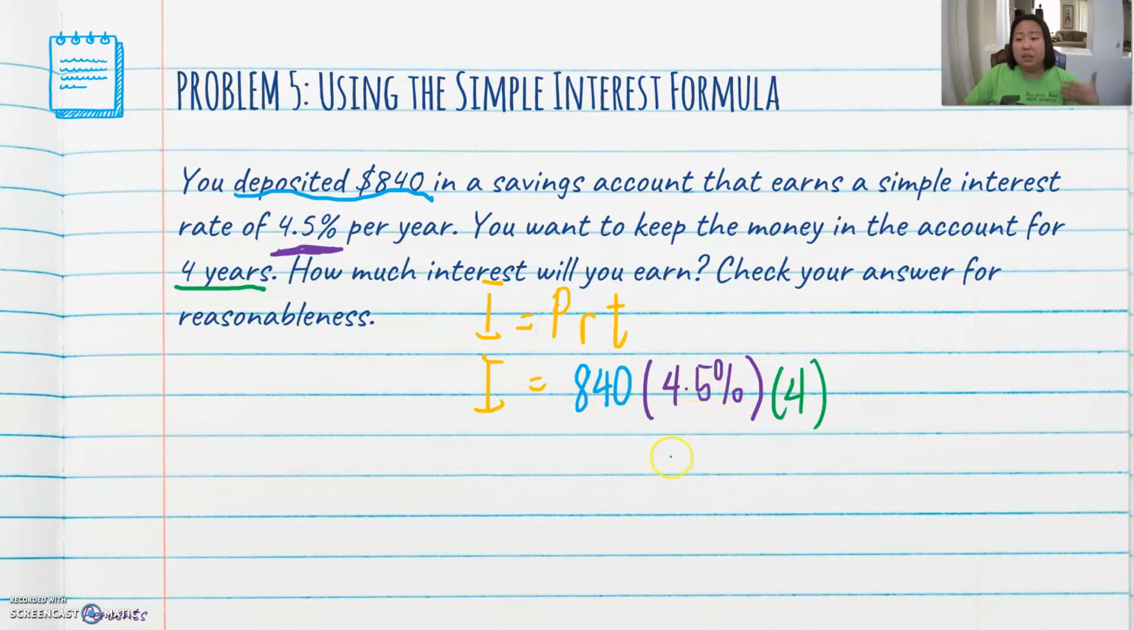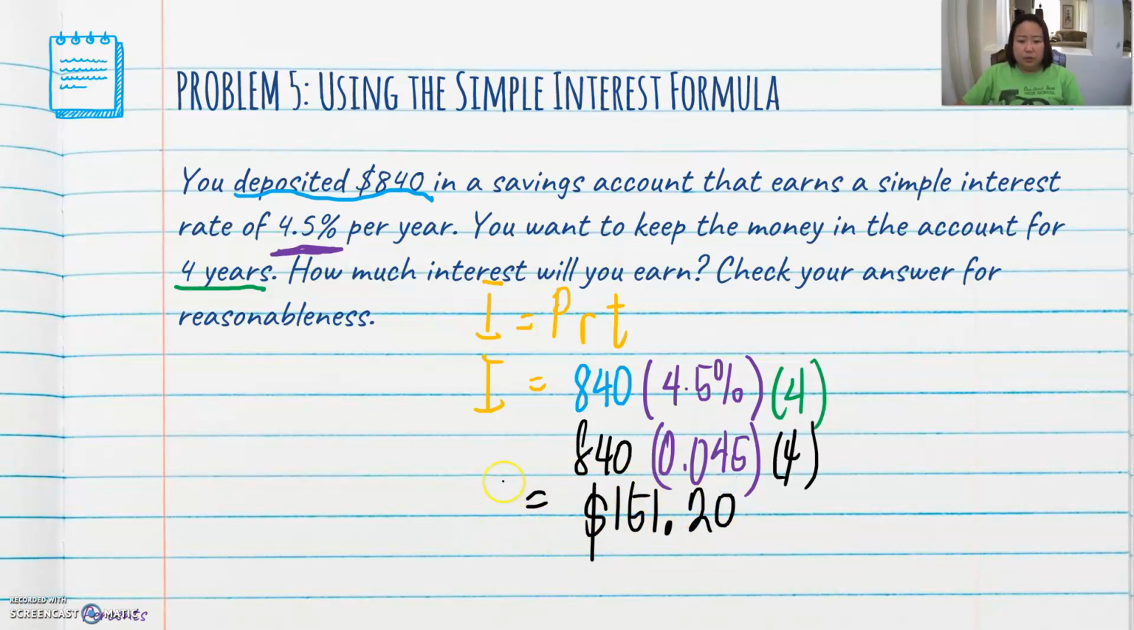Now remember, our R cannot be in percent form, so you still have to change 4.5% to become 0.045. Again, from where the decimal point is, you move it 2 places to the left when you're changing from percent to decimal. You go 1, 2, and so as you can see, it's going to be 0.045 as your value. So this is 840, and then this is 4. If you multiply all these numbers, you will get $151.20.